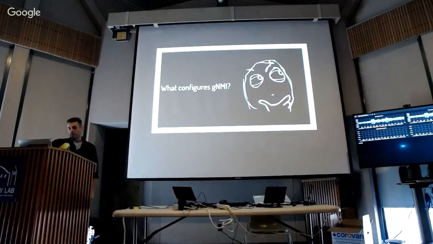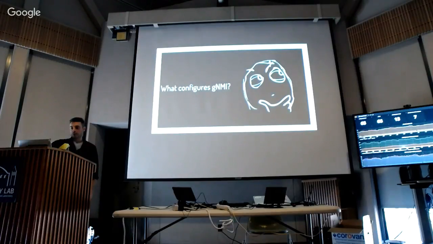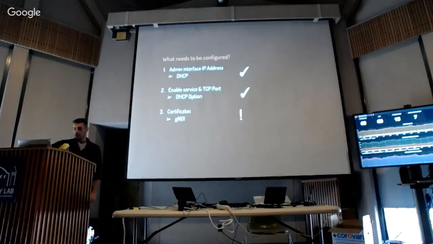Okay, so we use gNMI to configure the platform, configure various paths and variables and properties of the platform. But what do we need to configure gNMI? This is an important question, because if you want to do auto-provisioning, you need to be able to bring gNMI up. Right? So let's check what we need.